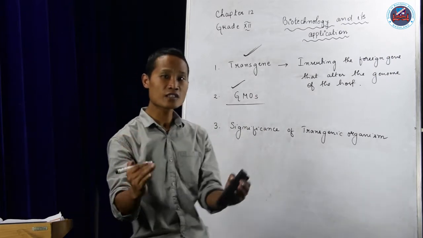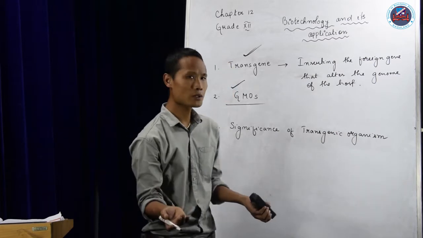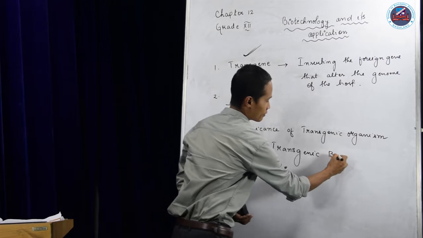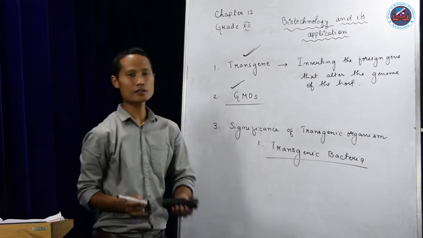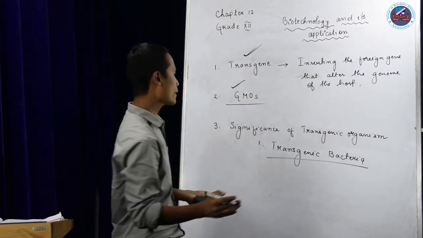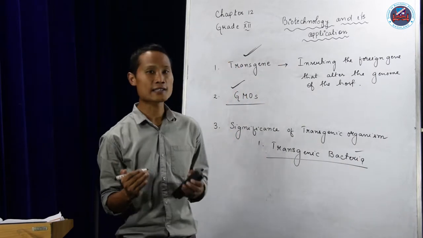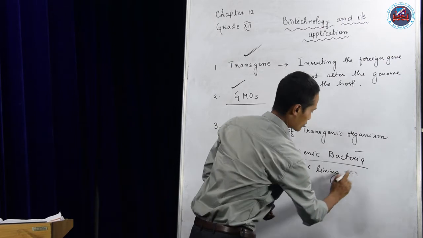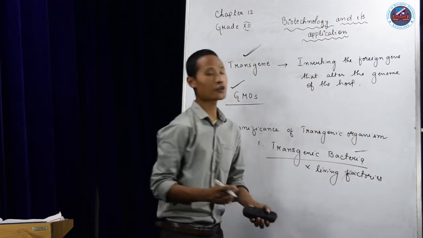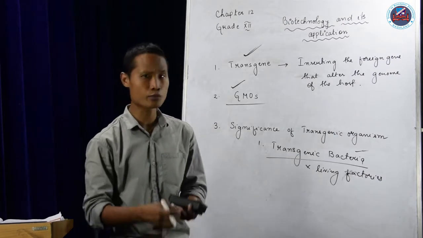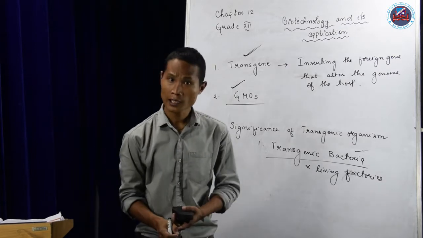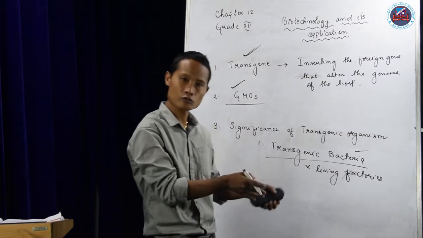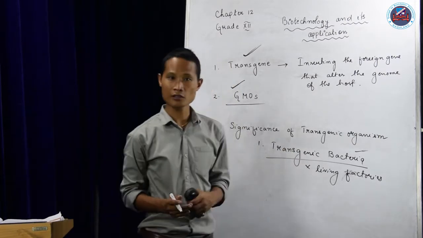Now, what is the significance of these transgenic organisms? Take the example of transgenic bacteria. Transgenic bacteria means you have manipulated the gene of that bacteria, and then we can use these bacteria as living factories. Point number one to be noted is living factories. From these bacteria you can produce proteins, enzymes, drugs, and vaccines, and most importantly, these transgenic bacteria can be used to degrade waste. Environmental pollution can also be degraded with the help of transgenic bacteria.